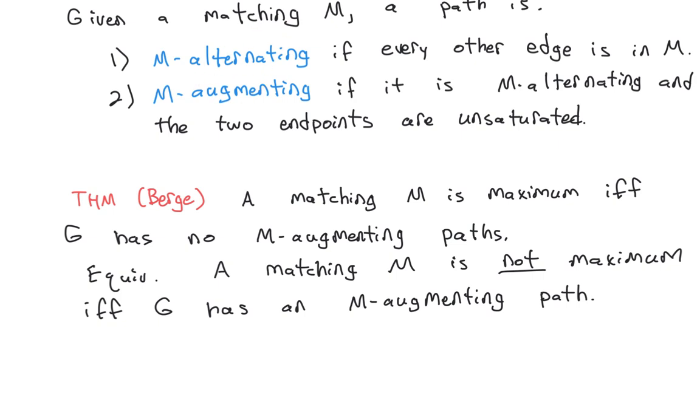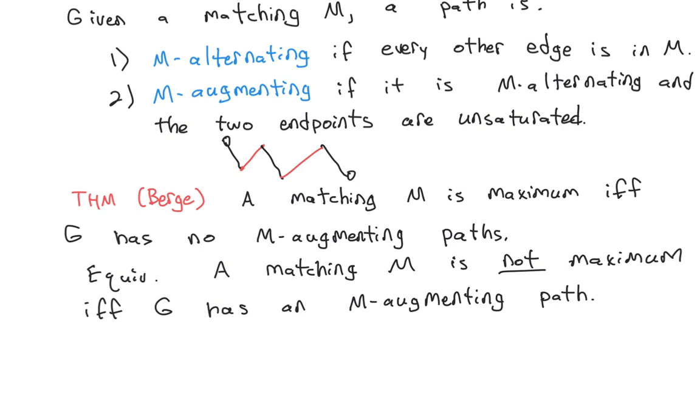Given a matching M, a path is called M-alternating if every other edge on your path is in the matching. The reason why we say alternating is because when we draw pictures of these, you start to see they alternate in colors when we use red to represent the edges in the matching and black for the other edges. Now we're going to say such a path is M-augmenting if it is M-alternating and its two endpoints are unsaturated. Notice here that if they're unsaturated, the corresponding edges on the path both have to be black.